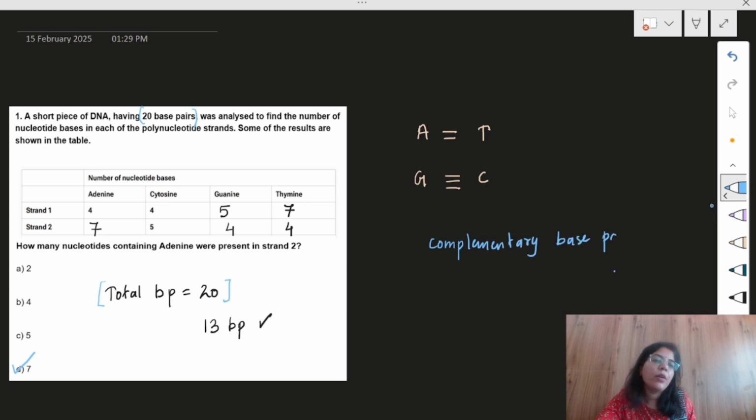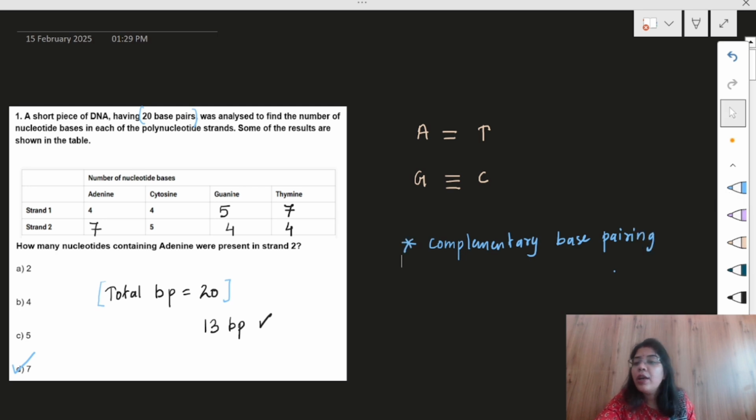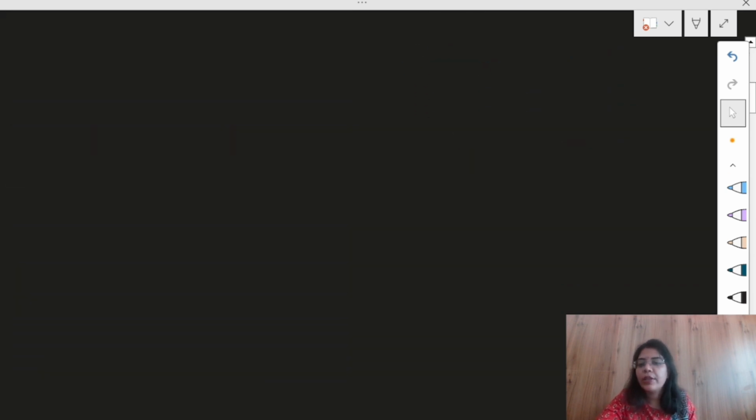And maybe you remember that this is the hallmark feature of the DNA double helix model given by Watson and Crick. So on the same concept you can solve this question. I hope it is clear.